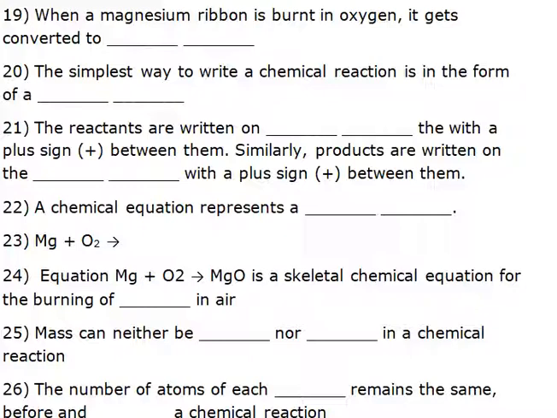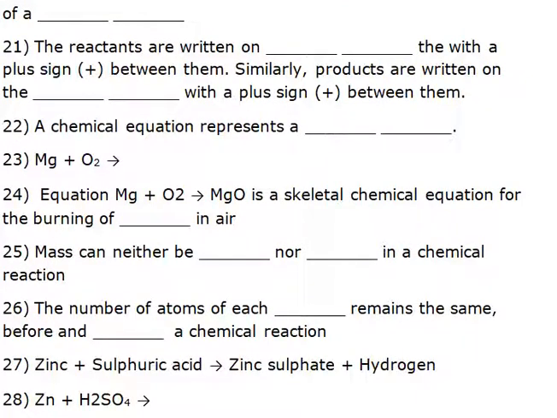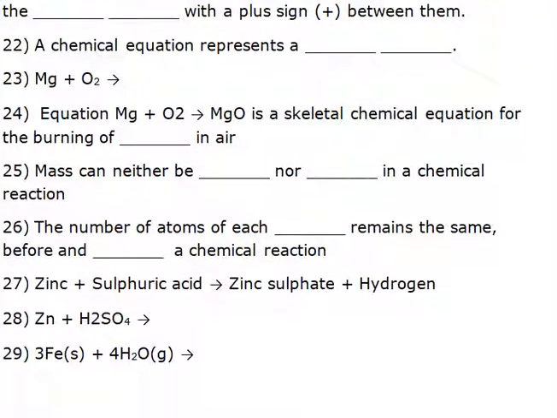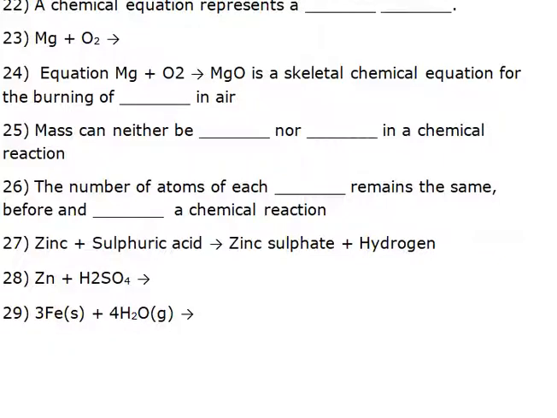Question number 23. Mg plus O2 forms dash. Question number 24. The equation Mg plus O2 forms MgO is a skeleton chemical equation for the burning of dash in air. Question number 25. Mass can neither be dash nor dash in a chemical reaction. Question number 26. The number of atoms of each dash remains the same before and dash a chemical reaction.